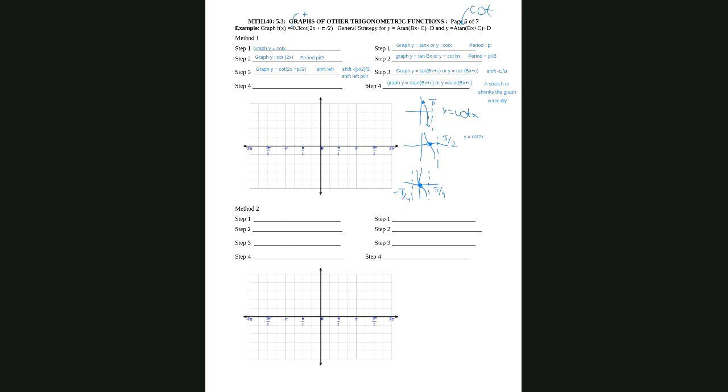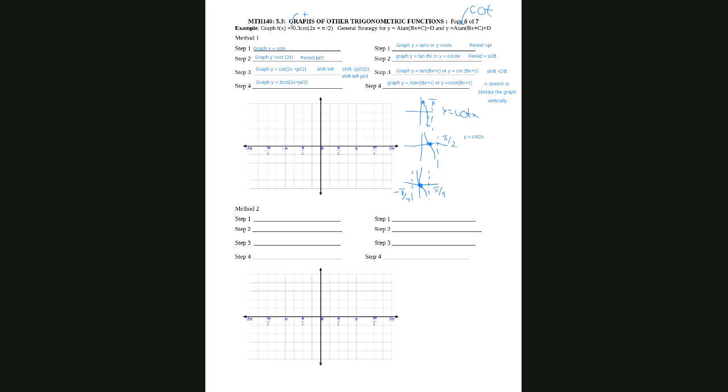Okay, so we're going to graph y equals 0.3 cotangent of 2x plus pi over 2. And this is going to shrink the graph because A is smaller than 1. It will shrink the graph. Does that make sense?